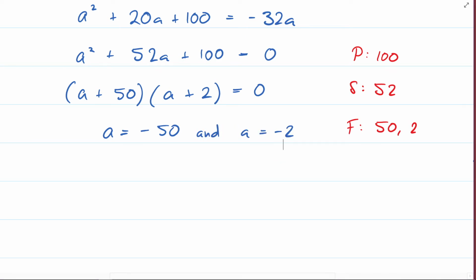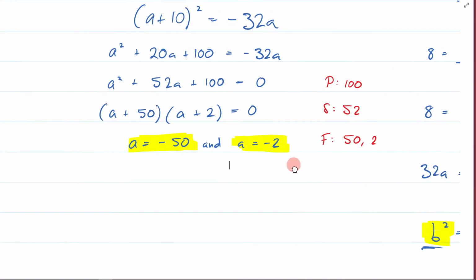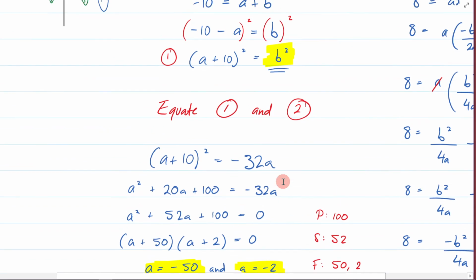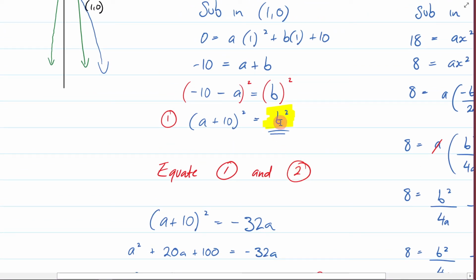All right, we're getting close here, people. We got this, and we got that. If I now want to figure out what b is, what I can do is sub it back into my original equation. I would sub it back into this one right here, because that's the easiest one to sub it back into: negative 10 is equal to a plus b.